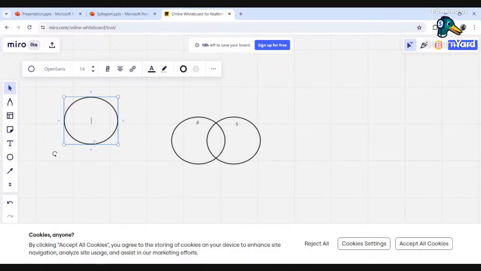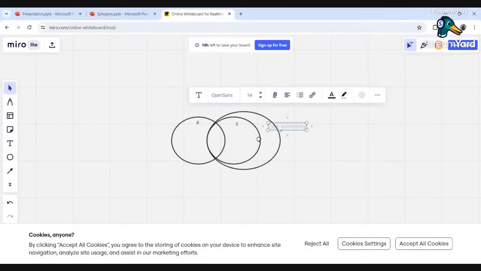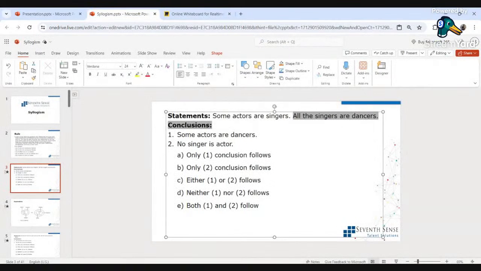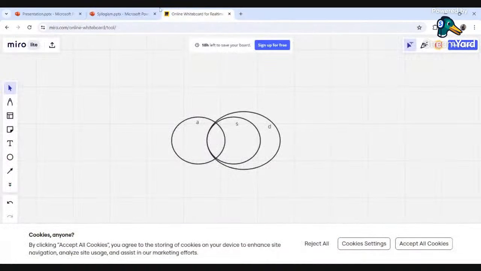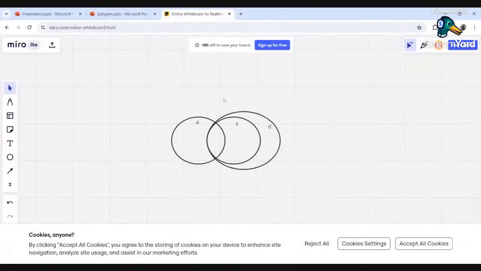Let us try to do that also. So here I can put it over here, increase the size of this, and put it like this. All my singers are dancers. This is how I can do this. See, some actors are singers. First one, that is done. Second statement, all the singers are dancers. This is how I'm going to take it.